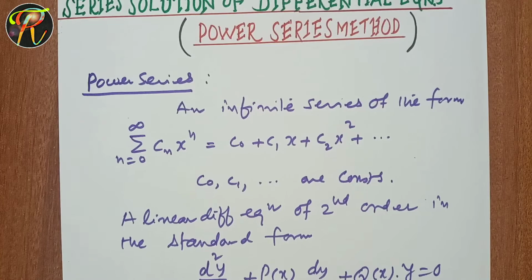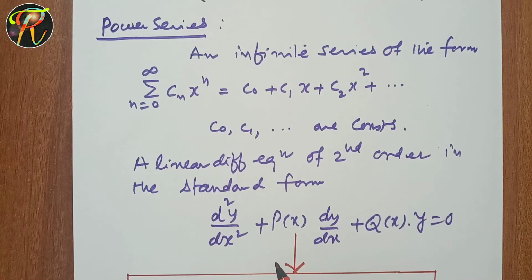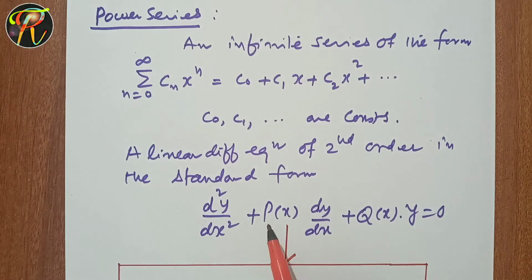So a differential equation of second order has the form d2y upon dx2 plus P(x) dy by dx plus Q(x) y equal to 0. This is a differential equation of second order, where P and Q are functions of x alone.